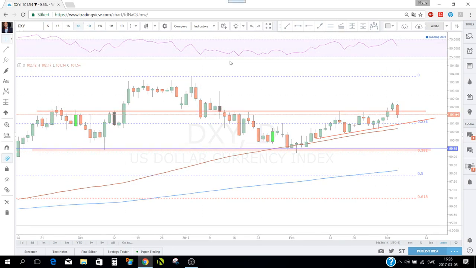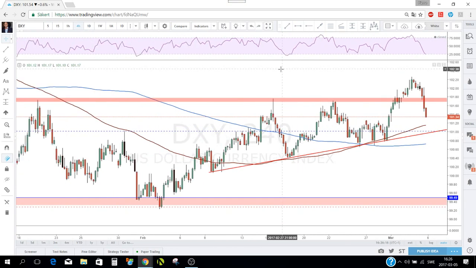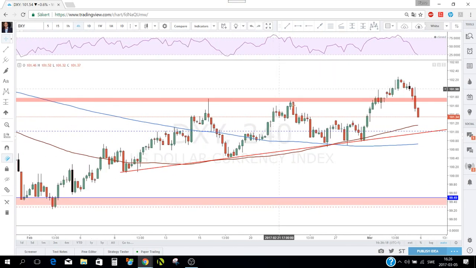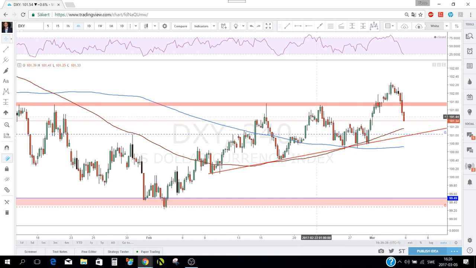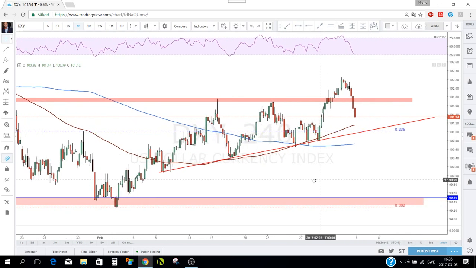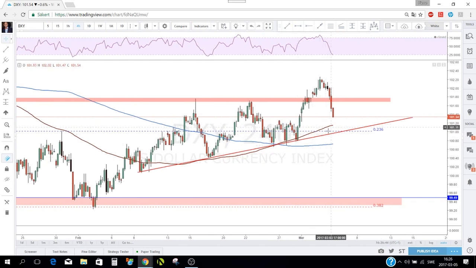So let's go down to the 4-hour and see what's going on. What I'm looking at right now is to see if this is a correction, because we actually do have a new high now, and I want to see if we're going to do a new low somewhere in this area. We have this trend line that's been holding very well so far, and we also have the 100 moving average and the 200 moving average coming up from this area.